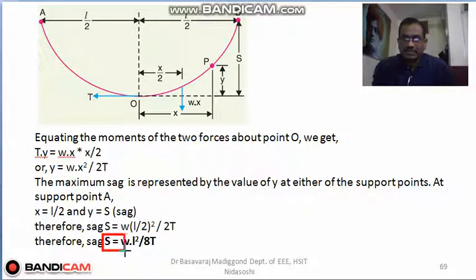This is the equation for sag when the two towers are at the same level from the ground. So this is the first case, when the supports are at the same level. Next class I will take up when the supports are at unequal level.